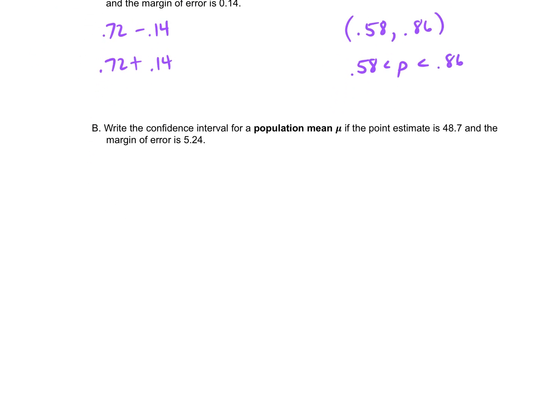So everyone go to letter B. Write the confidence interval for population mean mu if the point estimate is 48.7 and the margin of error is 5.24. So go do both an interval and an inequality.